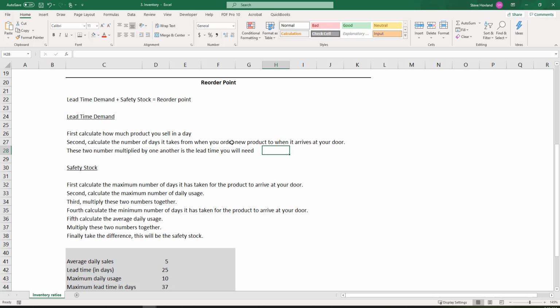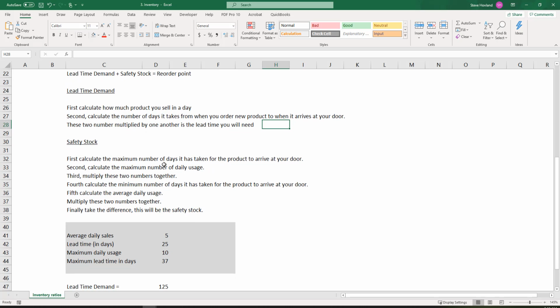And so what safety stock does is it calculates that by saying, first you're going to calculate the maximum number of days it takes for the product to arrive. So whatever the worst case scenario that you've come across, from sitting down, clicking the button, and it getting to your door, if the worst case was it took 60 days versus 25 days or something of that nature, that's the number you want to use. Then you want to say, okay, how much have I used of the product in a day? What's the maximum number I've used? Historically I've used 5, but the maximum I've ever done in a day was 10.